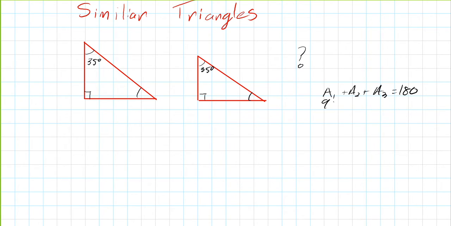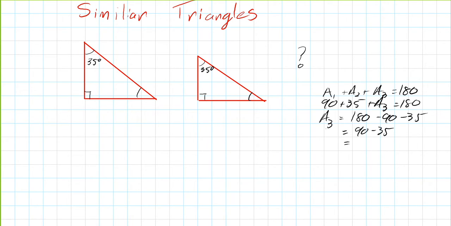We can quickly plug in values, okay? We'll just say A3 is the one we're not sure of. We'll use a little algebra. We get A3 is equal to 180 minus 90 minus 35. That would be 90 minus 35, which is about 55, I believe. Okay, so we found the other angle to be 55 degrees.